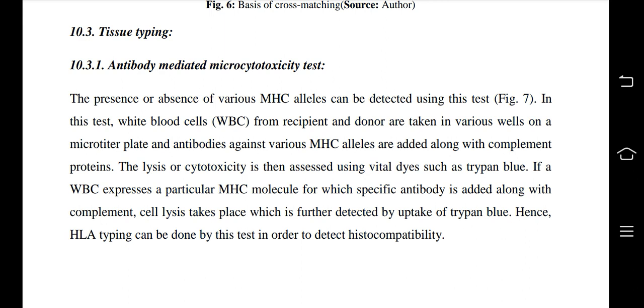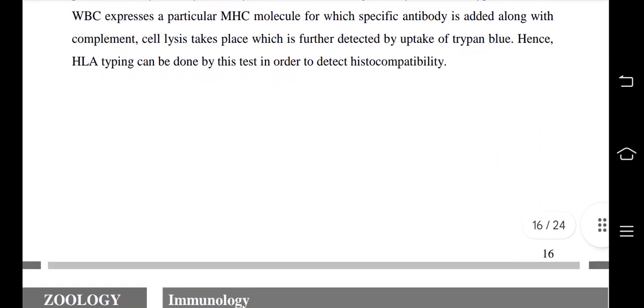The lysis or cytotoxicity is then assessed using vital dyes such as trypan blue. If a WBC expresses a particular MHC molecule for which a specific antibody is added along with the complement, cell lysis takes place, which is further detected by uptake of trypan blue. Hence, HLA typing can be done by this test in order to detect histocompatibility.